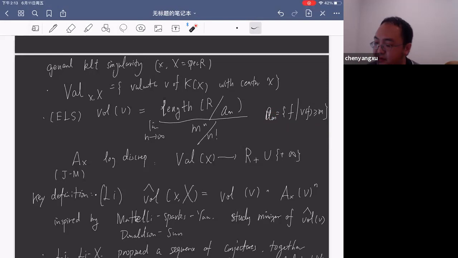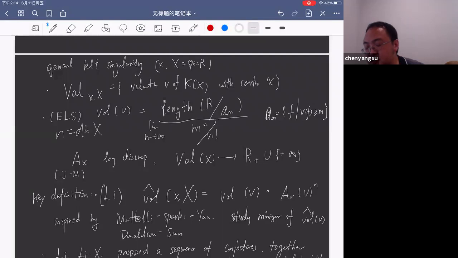Because my valuation is centered on this point, this ideal is going to be a primary ideal. So this is going to be an Artinian ring, and you can talk about the length. And here, the n is the dimension of X.